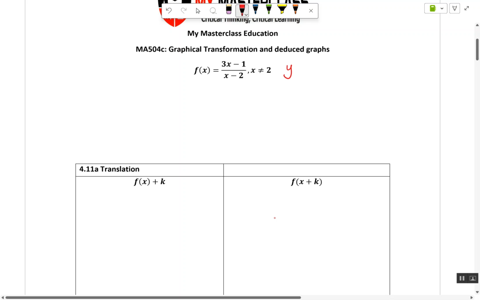So for this, y equals 3 minus... plus 5. The remainder is 5, plus 5 over x minus 2. Okay, so by now you all should know that with this there should be a horizontal asymptote of y equals 3, as well as a vertical asymptote of x equals 2.